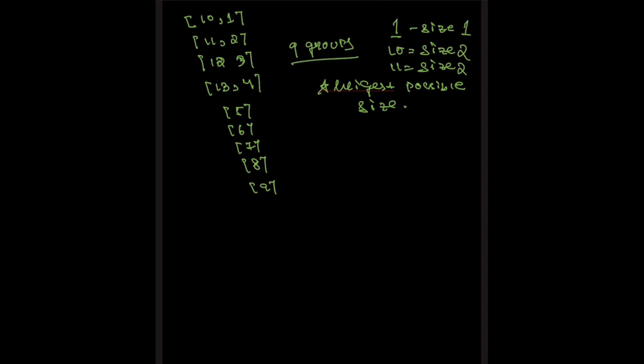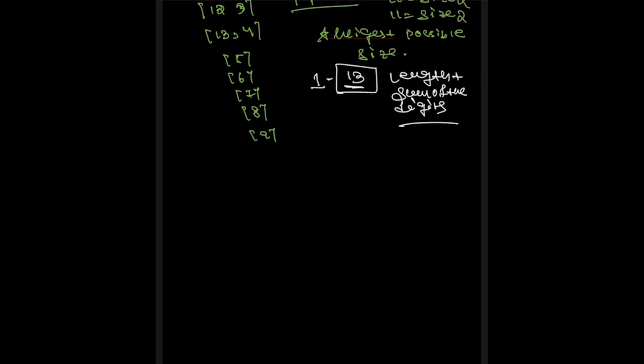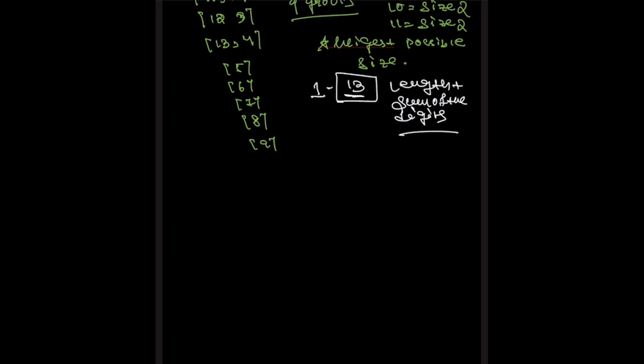We are starting from 1 to 13. We have to calculate the length of the group as well as the sum of the digits of each number. First we have to see how to calculate the sum of the digits, the sum of digits code.